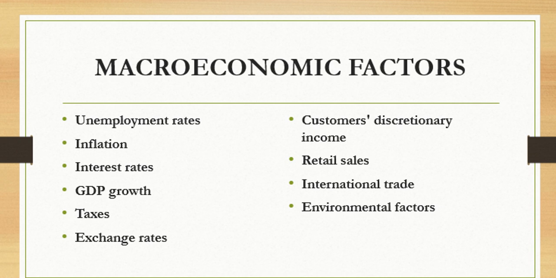Customers' discretionary income or disposable income, in other words, extra income. Higher the extra income, greater will be the volume of business. Retail sales indicate how much the population of the country is spending as a whole. It's an indicator of economic health. International trade is trade between countries. We refer to them as exports and imports. Generally, any country prefers its exports to be greater than its imports.